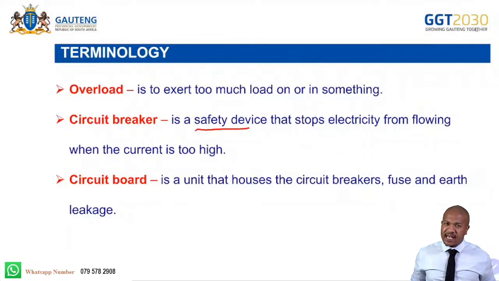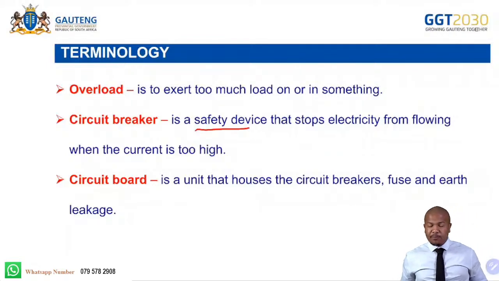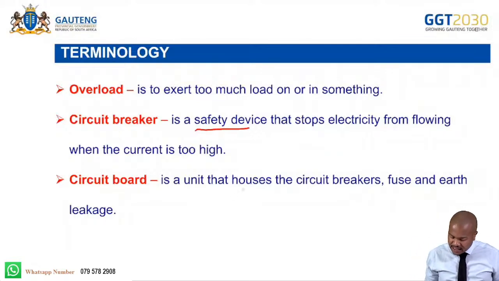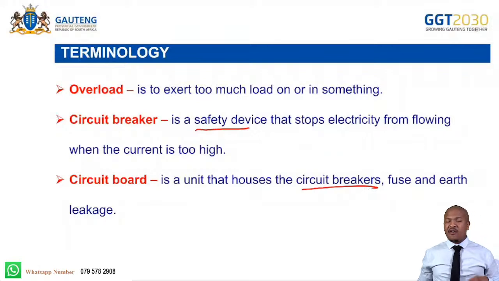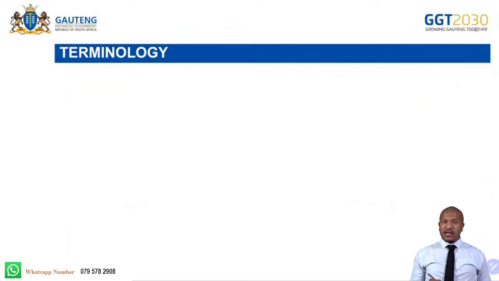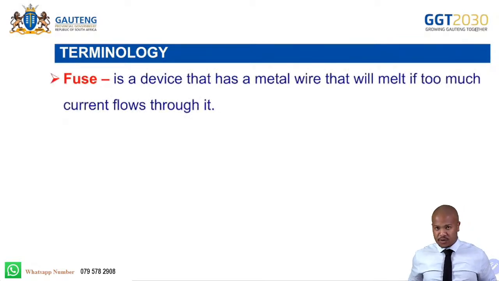Also, we have circuit board. A circuit board is a unit that houses the circuit breakers, fuses, and earth leakage. Then we have a fuse, which is a safety device that has a metal wire that will melt if too much current flows through it.